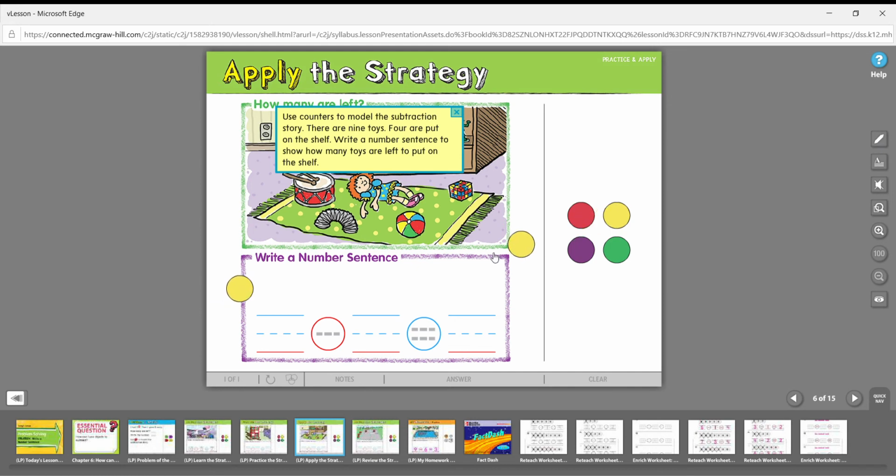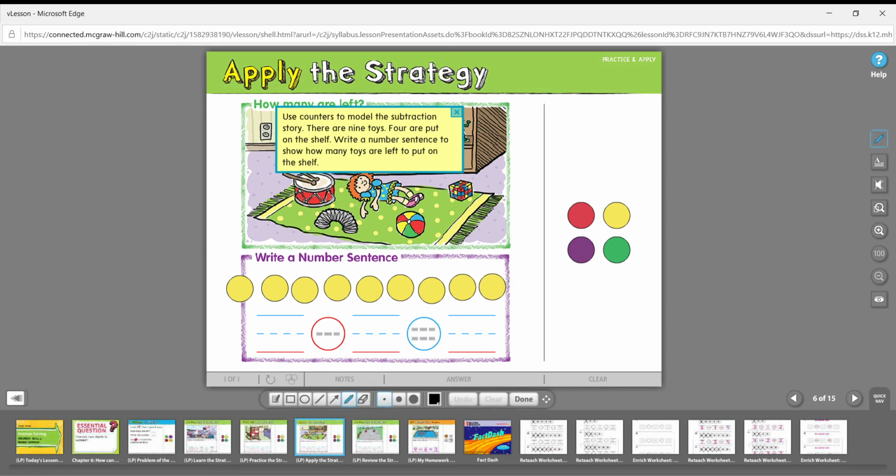That's better. 1, 2, 3, 4, 5, 6, 7, 8, 9. There are 9 toys, so we need to write the number 9. That's how many toys there are. Minus, because we're subtracting. 4 are put on the shelf. Let's cross out 4. 1, 2, 3, 4 are put on the shelf. We need to write that number.